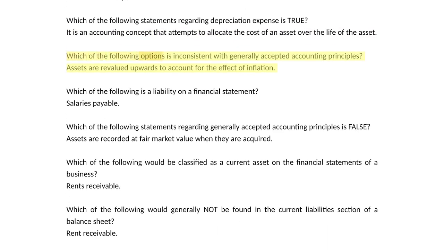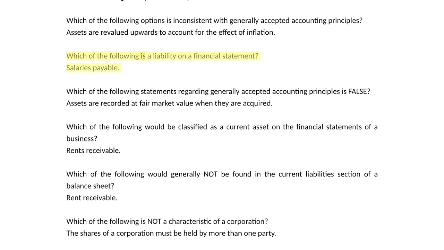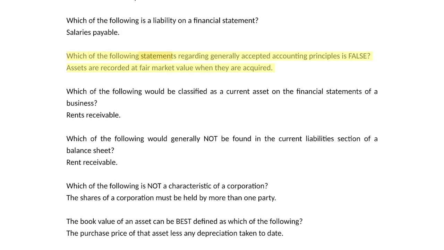Which of the following options is inconsistent with generally accepted accounting principles? Assets are revalued upwards to account for the effect of inflation. Which of the following is a liability on a financial statement? Salaries payable. Which of the following statements regarding generally accepted accounting principles is false? Assets are recorded at fair market value when they are acquired.